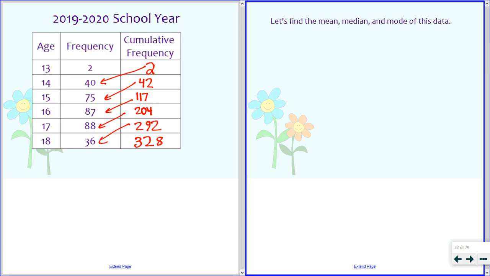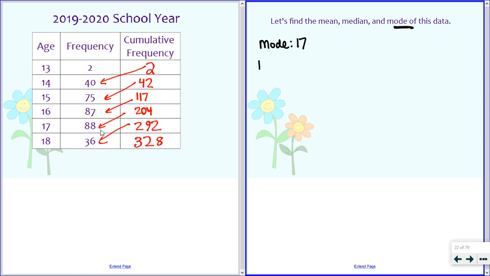We are going to find the mean, median, and mode of this data. Let's start with the easy one. The easy one is mode. The mode of the data is the age that occurs the most frequently. If we look, the age that occurs most frequently in the school is 17. We have the most 17-year-olds. That's going to be our juniors and our seniors who have not yet turned 18. So 17 is the mode.